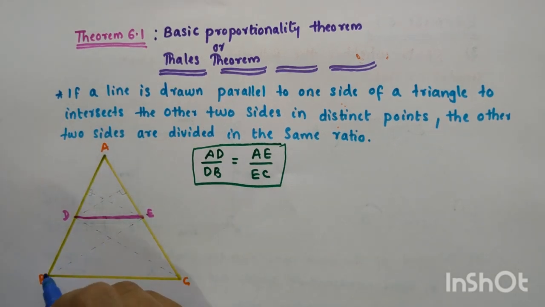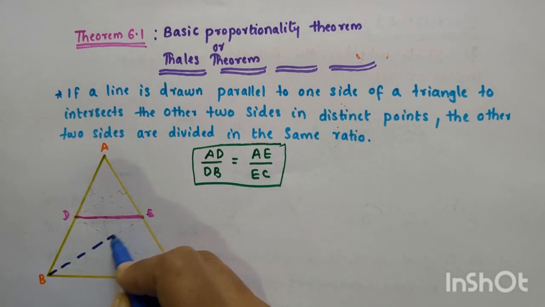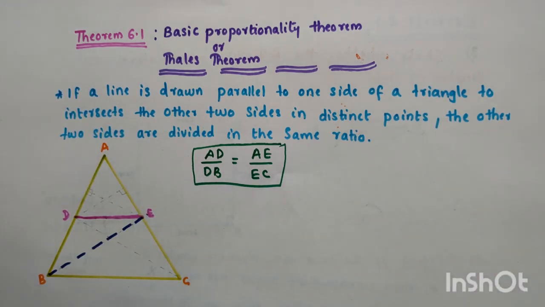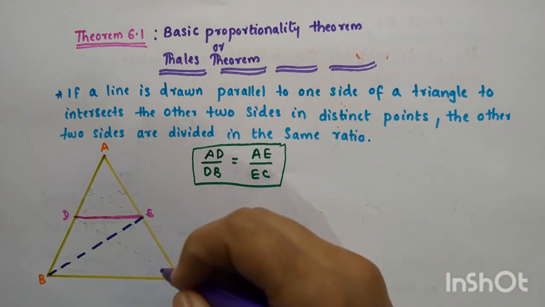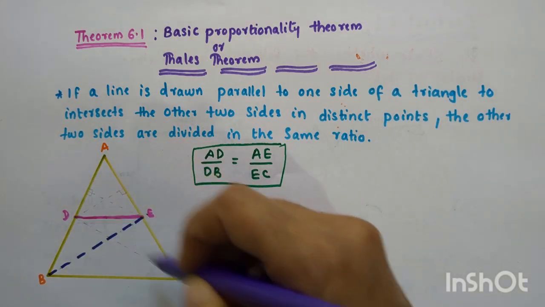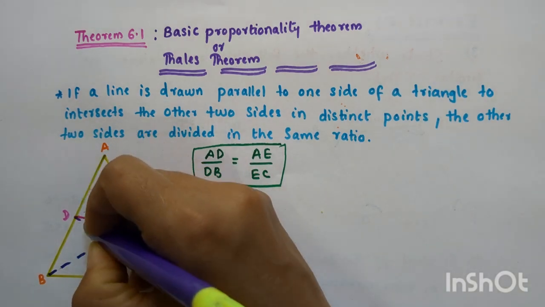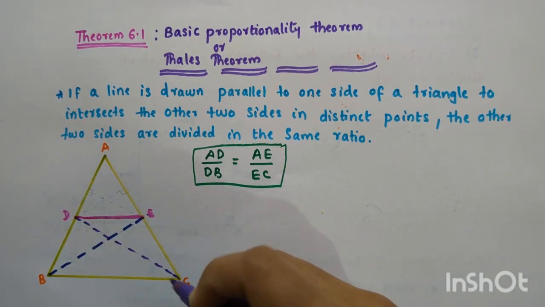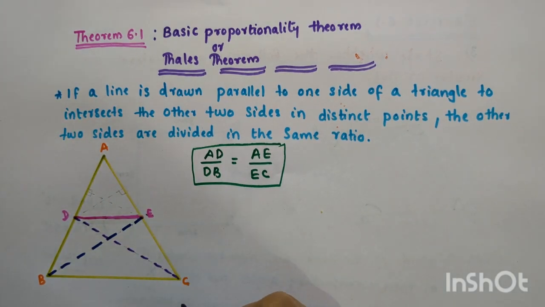Now, let us join these two points B and E. I am joining B and E using a blue dotted line. And let us join these two points C and D. I am joining C and D using a violet dotted line.